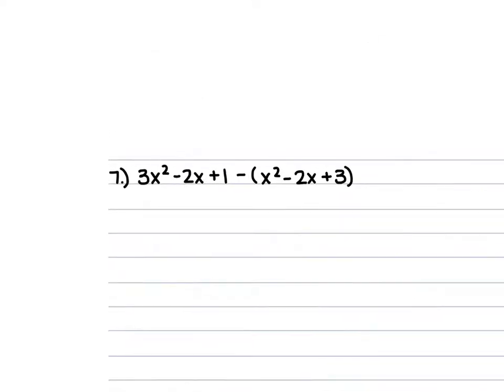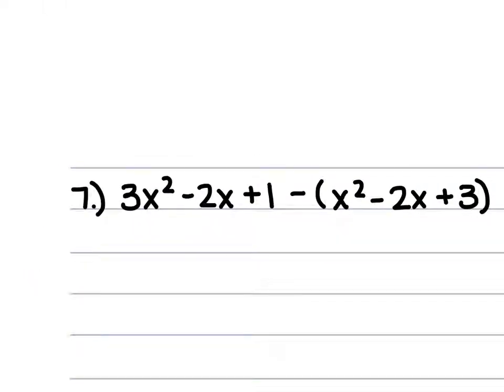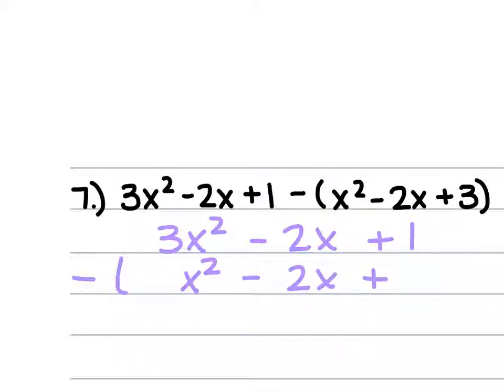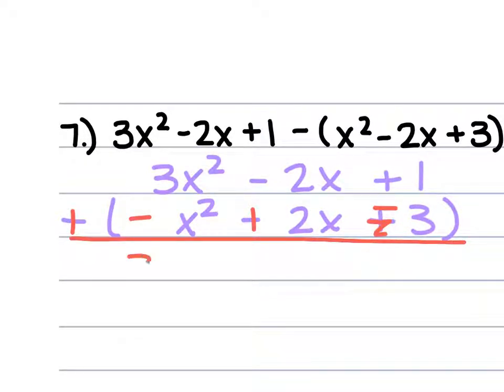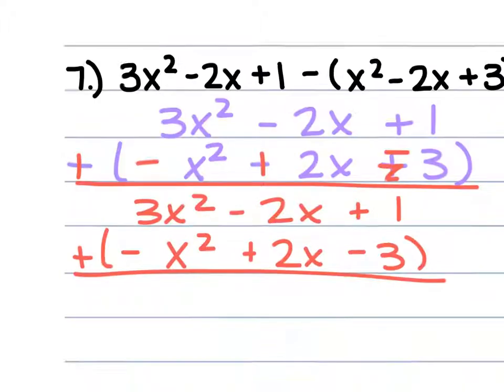If we look at our next example, we have 3x squared minus 2x plus 1 minus x squared minus 2x plus 3. So we're going to have that 3x squared minus 2x plus 1 minus parentheses x squared minus 2x plus 3. Distribute that negative, change those signs. You're going to have a 3x squared minus 2x plus 1 plus a negative x squared plus 2x minus 3. And you're going to combine like terms from here.